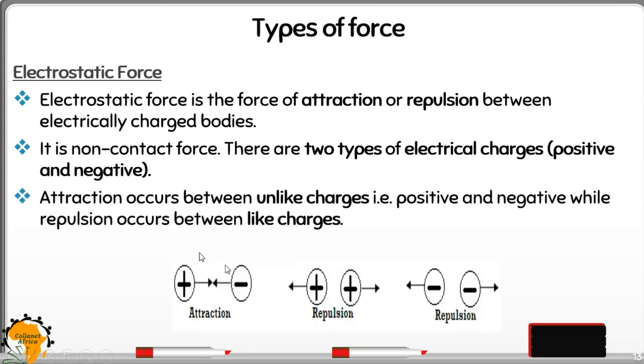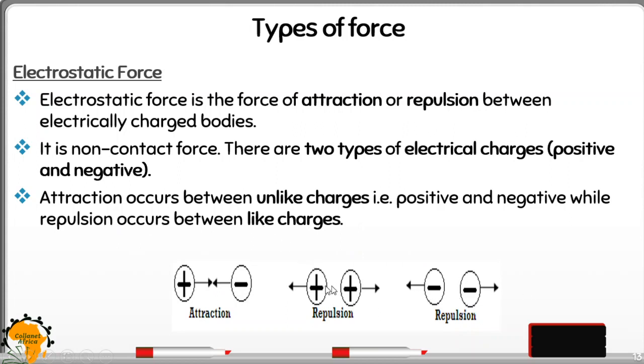Now, you can look at the diagram so that we can know when we have attraction. In our first case, we have a positively charged body, and the other one is a negatively charged body. As you can see, there is attraction between them. But in the second case, we have a positive and a positive, and we have repulsion. Then the third one, we have a negative and a negative, and we have repulsion. So attraction occurs between unlike charges, positive and negative, while repulsion occurs between like.